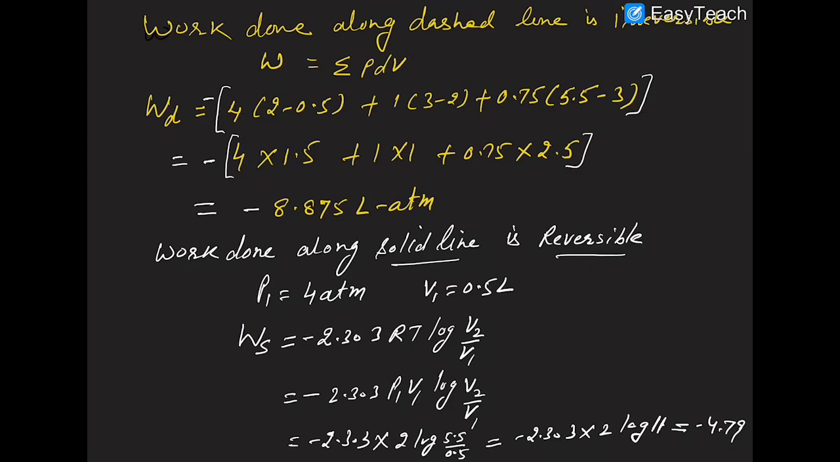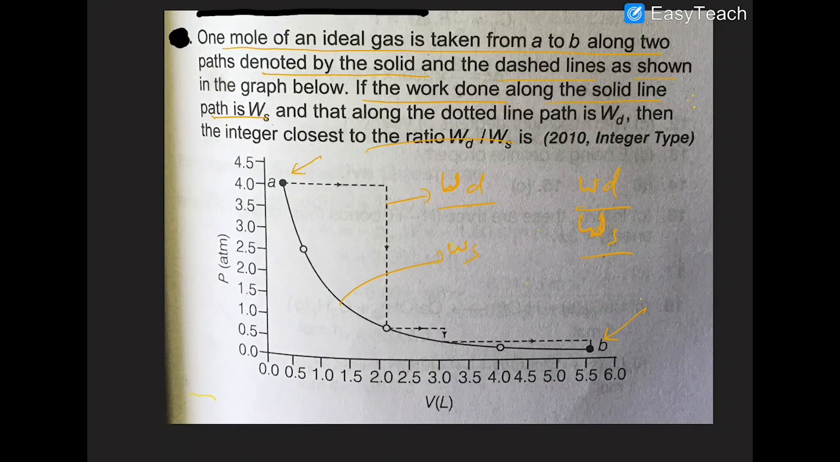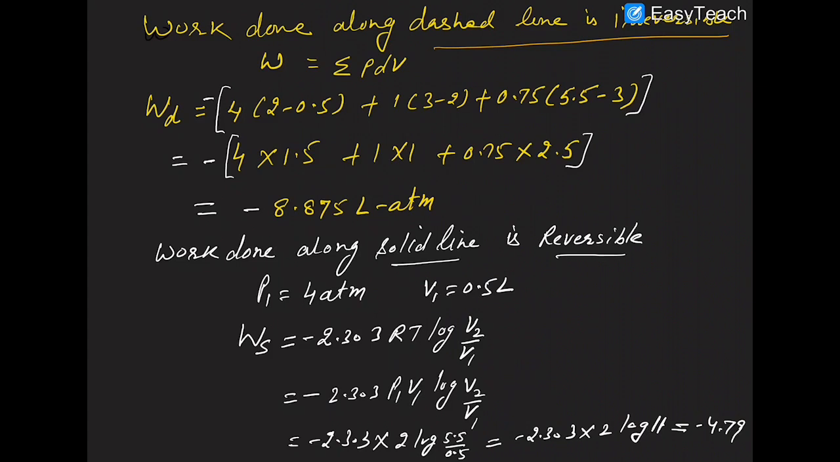Now we know that work done along the dashed line is irreversible, so it will be the summation of all the steps. Look at that: first, then second, then third. We will not take these values because these vertical lines will give you 0. Why? Because no change in volume is observed. So it should be P external times (V2 minus V1), P external times (V2 minus V1), P external times (V2 minus V1). As we go down, the outside pressure becomes less and less.